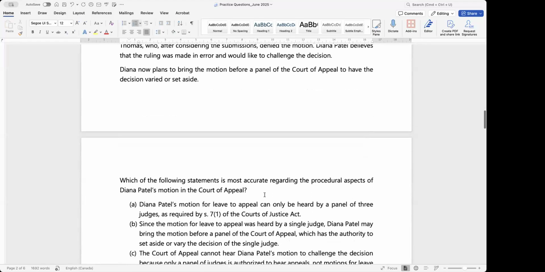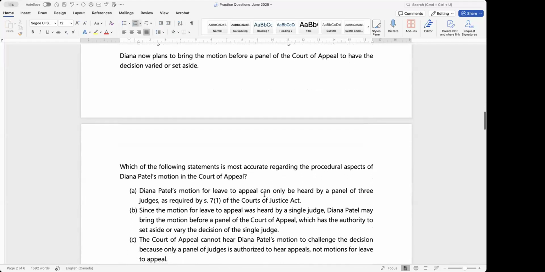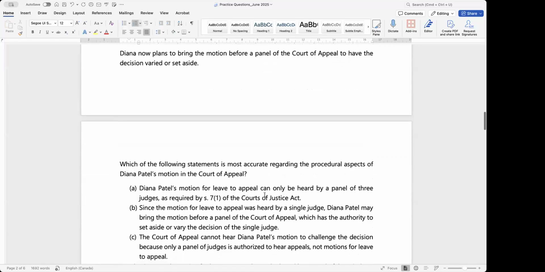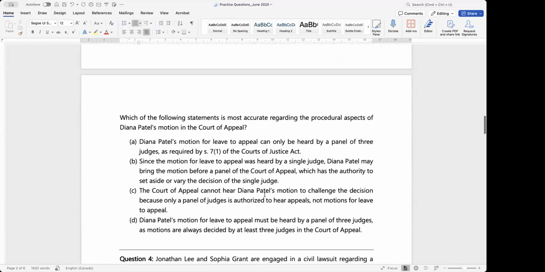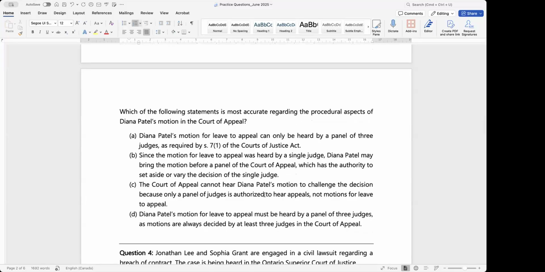Diana now plans to bring the motion before a panel of the Court of Appeal to have the decision varied or set aside. Which of the following statements is most accurate regarding the procedural aspects of Diana's motion in the Court of Appeal? A. Diana's motion for leave to appeal can only be heard by a panel of 3 judges as required by Section 7, Clause 1 of the Court of Justice Act.